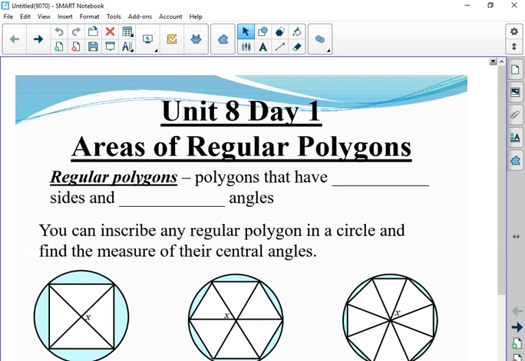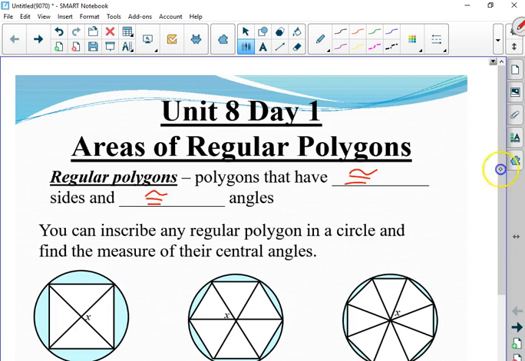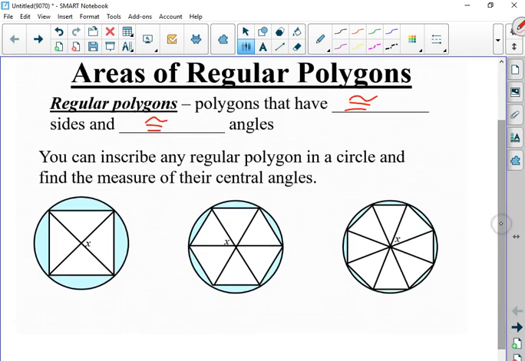Regular polygons. First, we have some definitions here. A regular polygon is a polygon that has congruent sides and congruent angles. So they match all the way around. It says here you can inscribe any regular polygon in a circle and find the measure of their central angles.